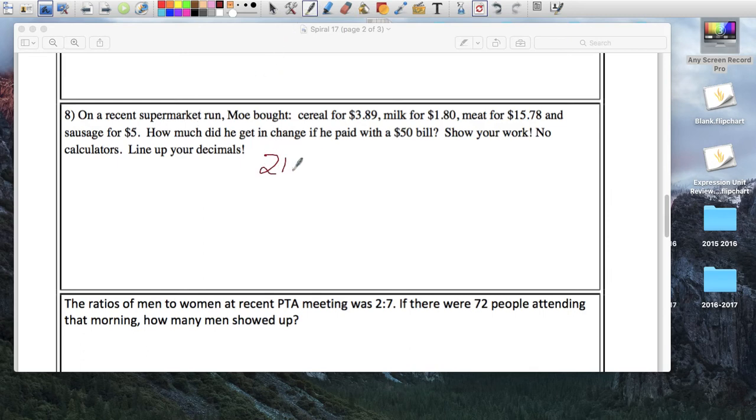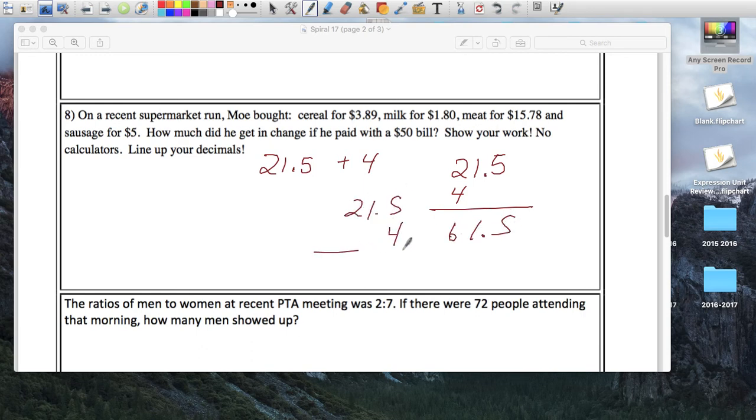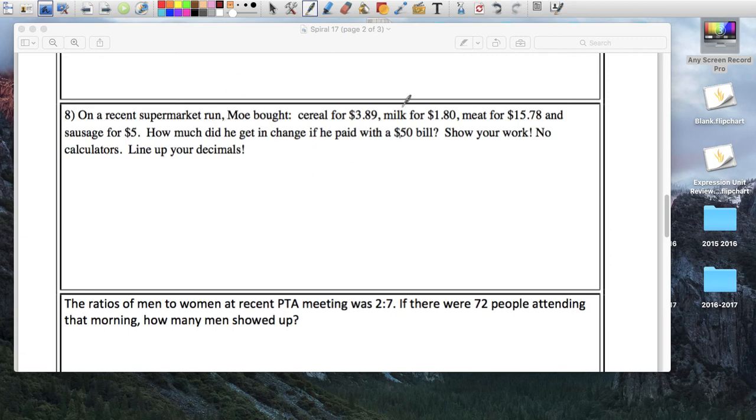I believe it was 21.5 plus 4. A lot of you added it this way. Hang on a second. You ended up adding it like this, which gave you 61.5, or you put the 4 over here, which gave you 21.9. Either way, it was a little bit weird. So, a little review here on how to add decimals.